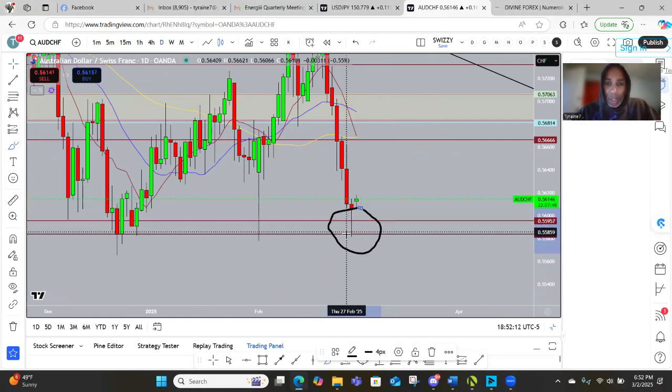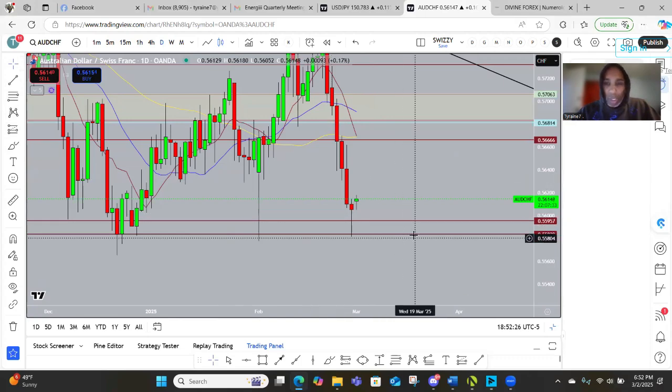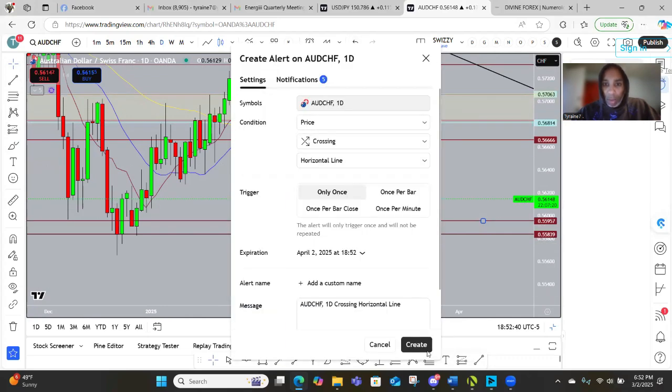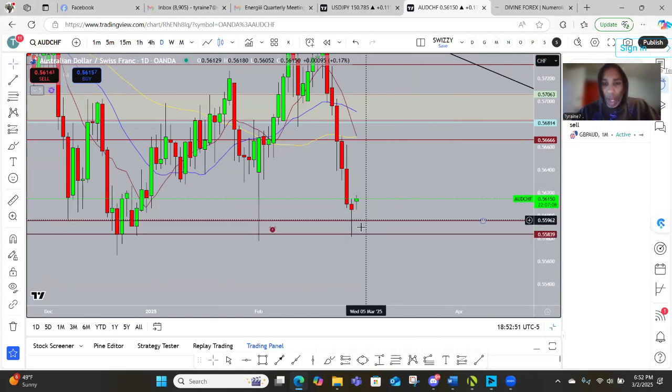I would have loved to have gotten in at one of these two positions. This would have been great, but it has already passed this. Will it come back down here? Possibly. What I would like to do is set a buy here at 0.55957, and I'm going to set an alarm there on my system for a possible buy. If it comes back down and touches this, I would definitely buy.